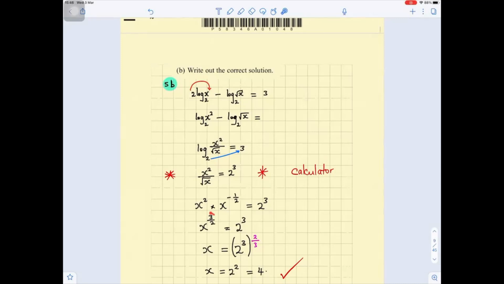Now, the opposite of 3 over 2 is 2 over 3. So if we take that to that side, it will be 2 cubed to the 2 over 3. And this 3 can cancel. You have 2 squared, and that will be 4. So you can use your calculator to simplify that if you want. 2 cubed to the power 2 over 3.